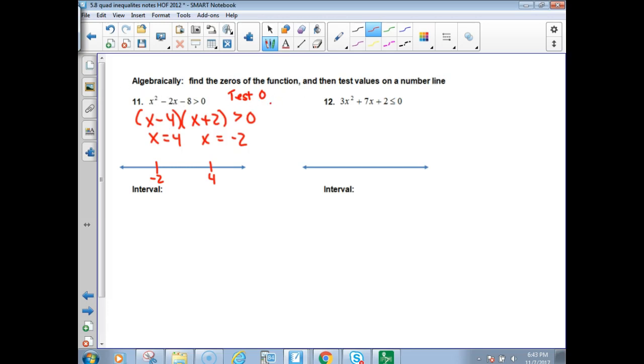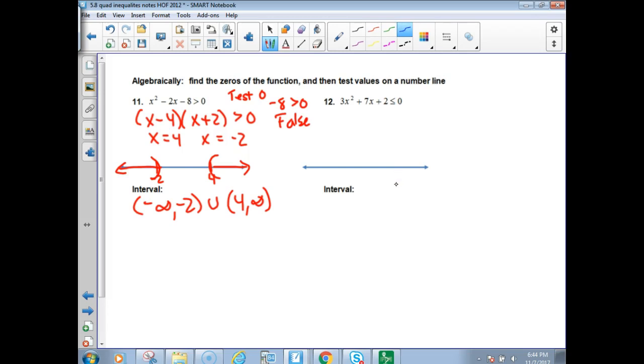Putting in 0 gives me -8 is greater than 0. That is false. Therefore, I will not shade where the 0 is, which is between them, and it does not include the boundary numbers because of the greater than. So these are going to be curved that way, and we're including the arrows, so I'm showing the graph. And the interval is -infinity up to -2, non-inclusive, union with 4 to infinity, non-inclusive of either 4 or infinity.